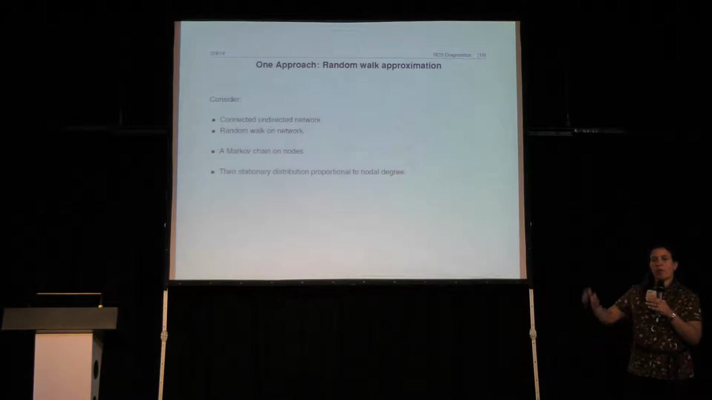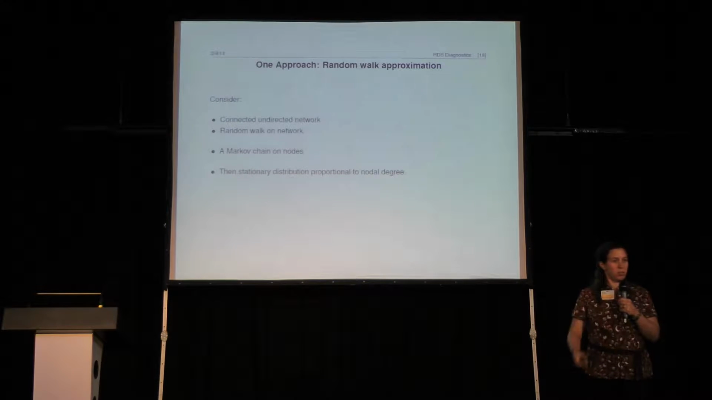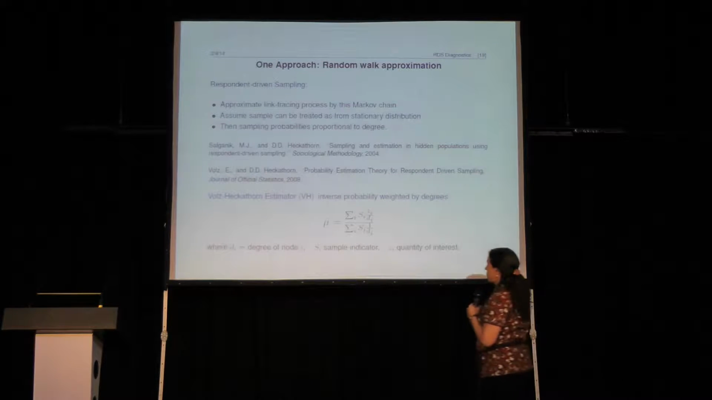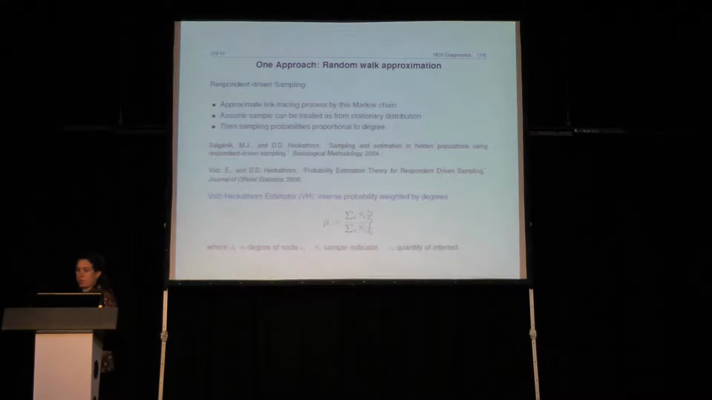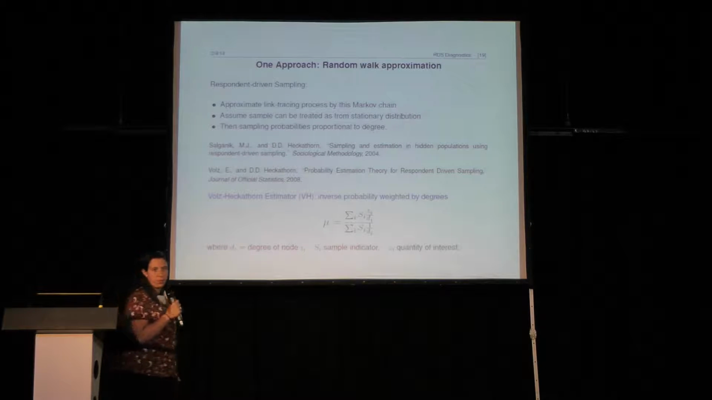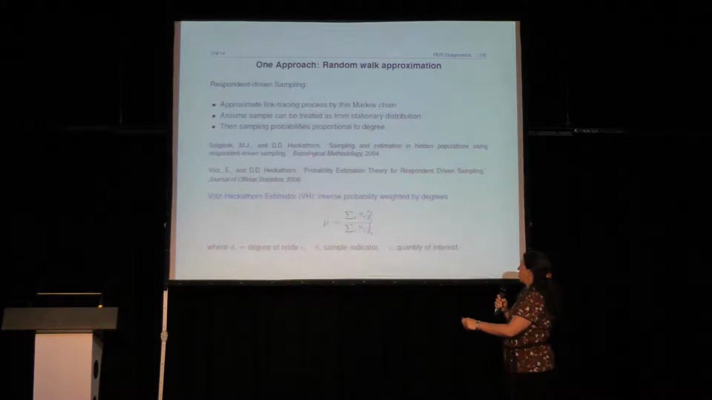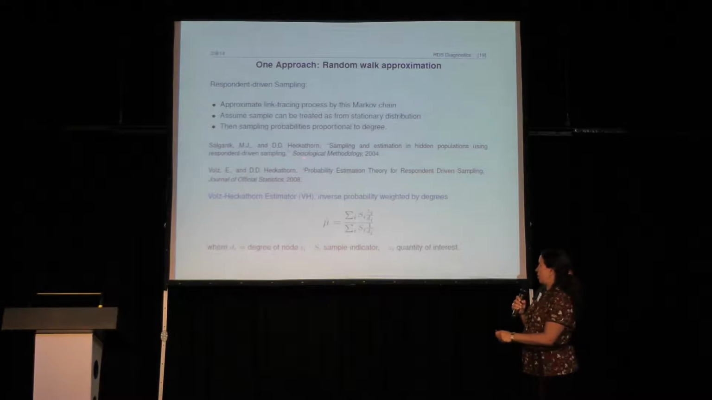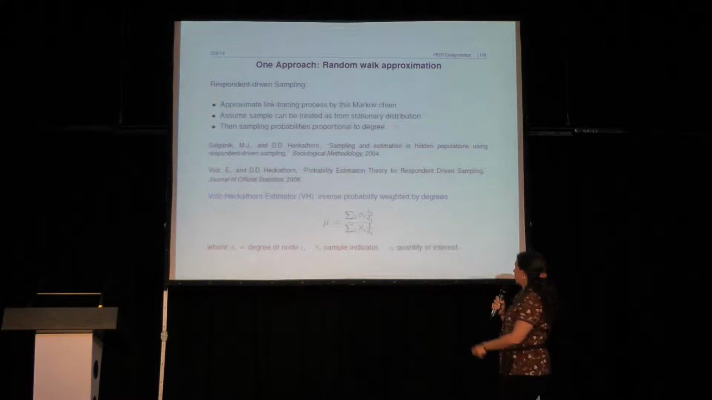So we let this chain run for a very long time, and a node, somebody with 10 friends is twice as likely to be sampled as somebody with 5 friends. So if we approximate the link tracing sampling process in respondent-driven sampling by this Markov chain, and we assume that the sample can be treated as coming from the stationary distribution, then we can consider the sampling probabilities to be proportional to the degree. And this is the approximation used in these two quite fundamental papers by Doug Heckathorn and his colleagues, including my co-author on this paper, from 10 years ago.